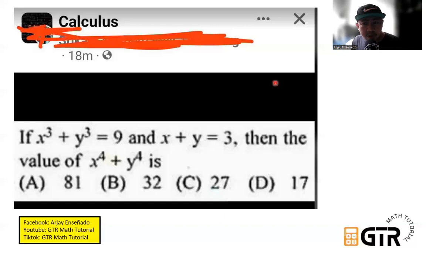For today's video, we will answer one problem from the Calculus FB group. If x cubed plus y cubed equals 9 and x plus y equals 3, then the value of x to the fourth plus y to the fourth is A) 81, B) 32, C) 27, or D) 17. Okay, pause it and try to solve first.